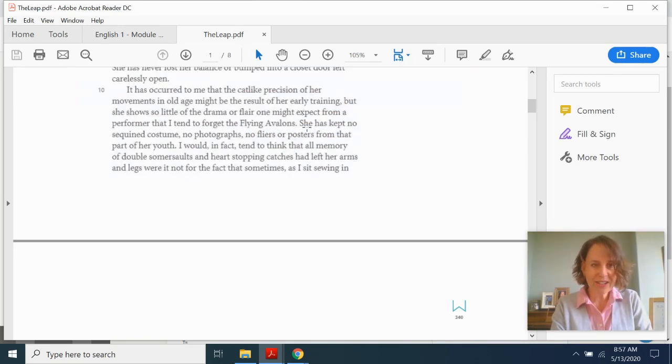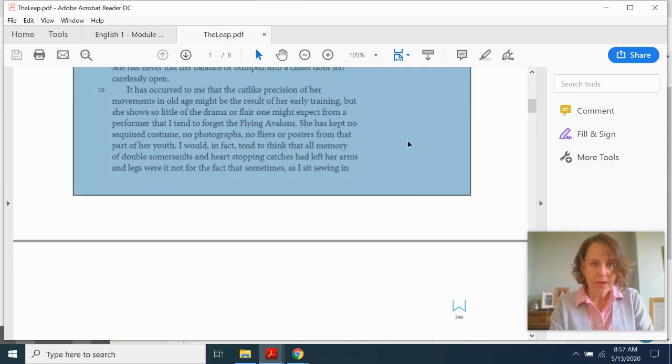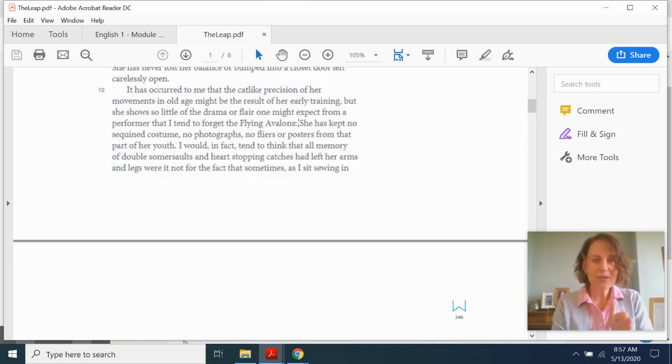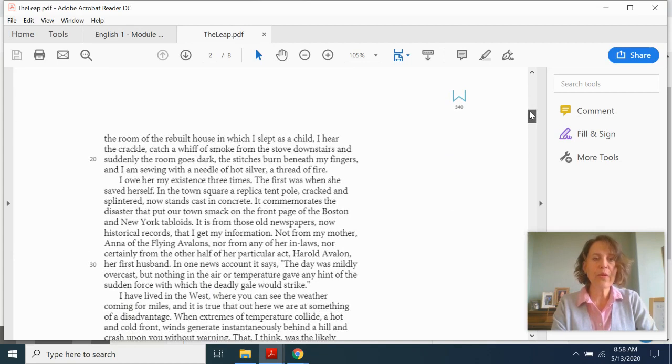She has kept no sequined costume, no photographs, no flyers or posters from that part of her youth. I would, in fact, tend to think that all memory of double somersaults and heart-stopping catches had left her arms and legs, were it not for the fact that sometimes, as I sit sewing in the room of the rebuilt house in which I slept as a child, I hear the crackle, catch a whiff of smoke from the stove downstairs, and suddenly the room goes dark. The stitches burn beneath my fingers, and I am sewing with a needle of hot silver, a thread of fire.